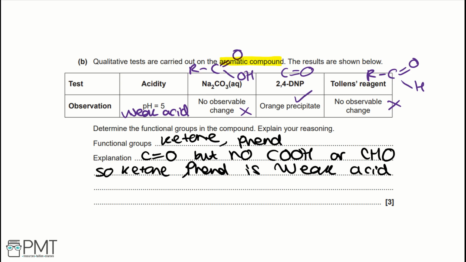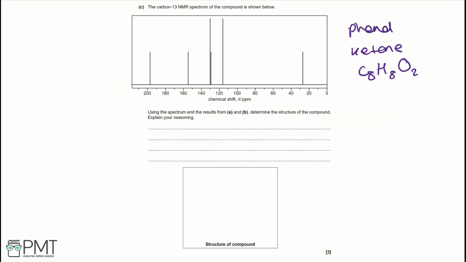So to get the 3 marks for this question, you need to have the correct functional groups, ketone and phenol, and your explanation needs to suggest that there's no carboxylic acid, no aldehyde group, so it must be a ketone, and that the compound is a weak acid, so the phenol group is your other functional group, and that's how you get 3 marks.